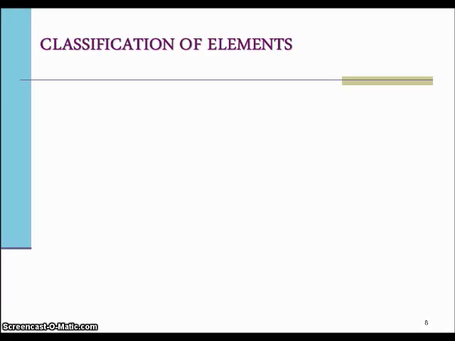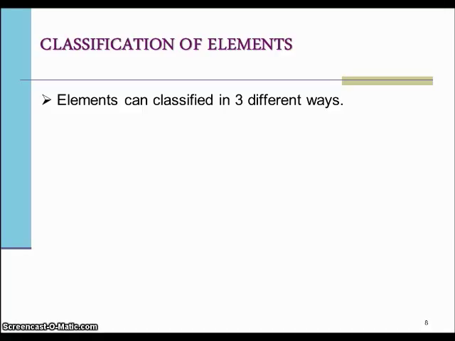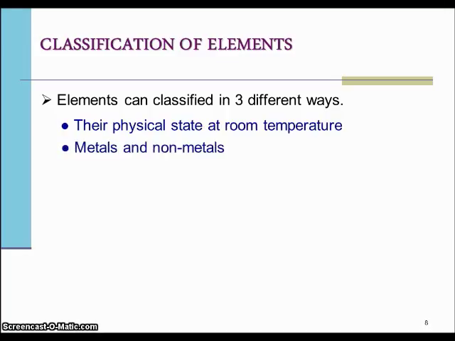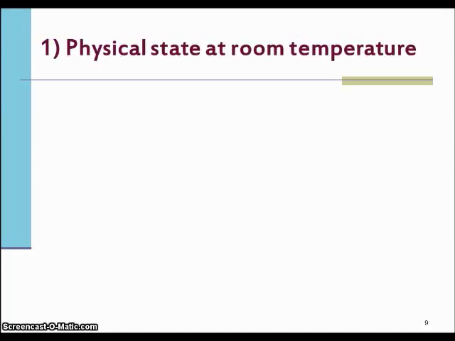Classification of elements. Elements can be classified in three different ways: their physical state at room temperature, whether they are metals or non-metals, and their properties. First of all, let us look at classifying elements based on their physical state at room temperature.